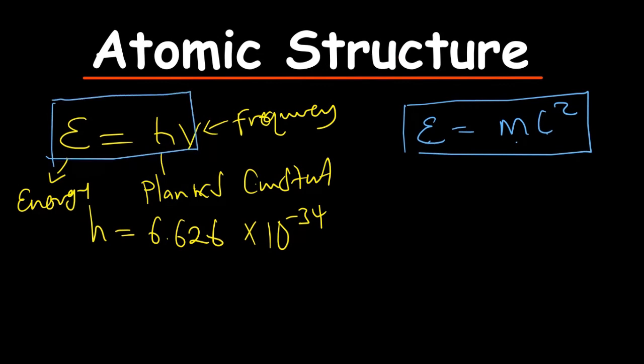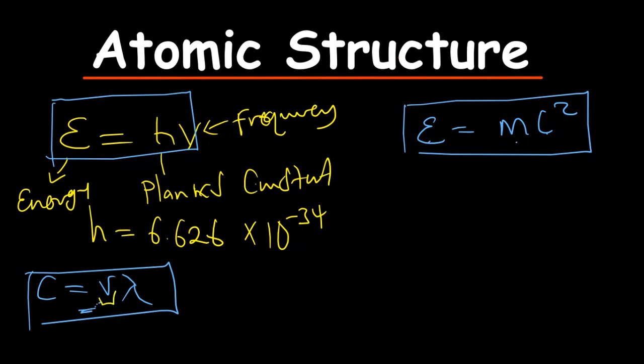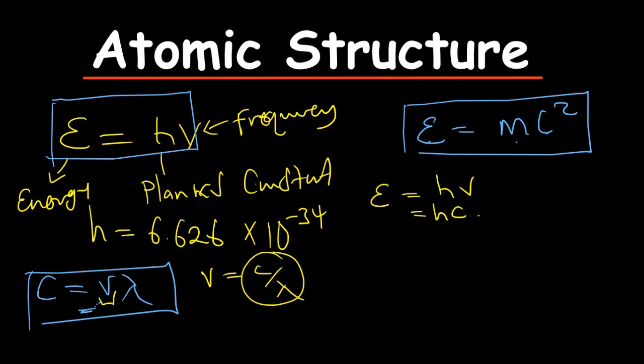From these three formulas we can come up with another formula that we can use to calculate energy. From the first formula, I'm going to make frequency the subject of the formula. If we do that, we have frequency equal to the speed of light divided by wavelength. Then I come to the energy formula: energy is equal to h times the frequency, so I'm multiplying h with c divided by lambda.